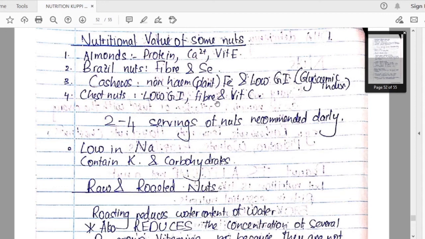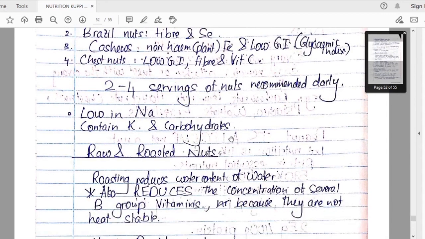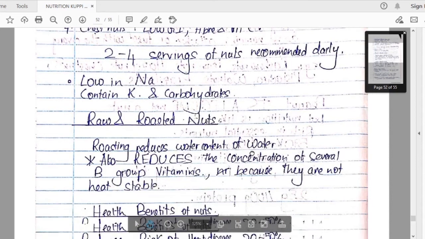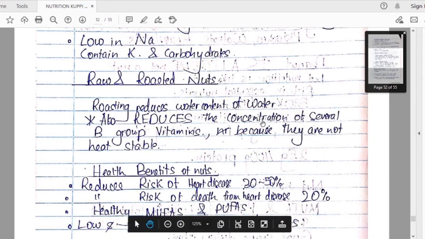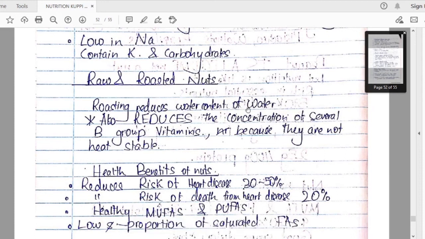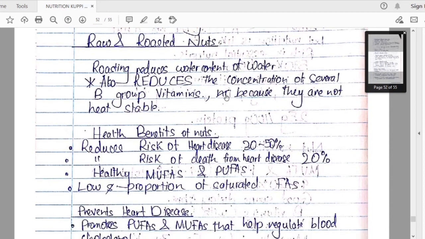Low glycemic index, fiber and vitamin C. 2-4 servings of nuts are recommended daily. It is low in sodium, contains potassium and carbohydrates. Then raw and roasted nuts adra podi wenasa thiyeno. Roasting reduces the water content of nuts. It also reduces the concentration of several B group vitamins because they are not heat stable. So heat stable nathi B vitamins tika adu wenawa.